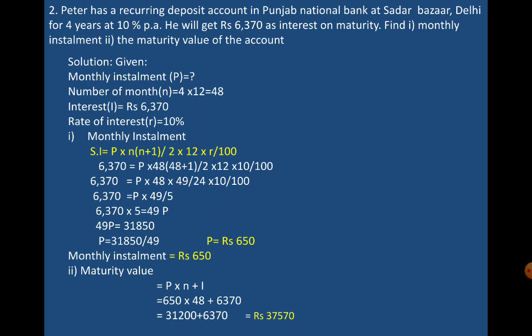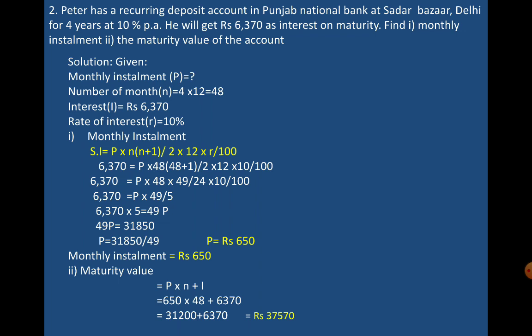First, we have to find the monthly installment. The number of months: they have given 4 years, so 4 into 12, since 1 year equals 12 months, equals 48. The interest given is 6,370, and the rate of interest given is 10%. In this question, first we are going to find the monthly installment.